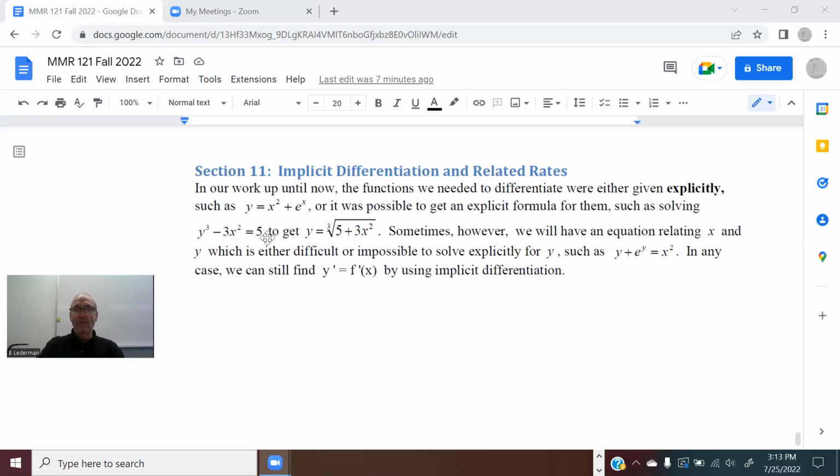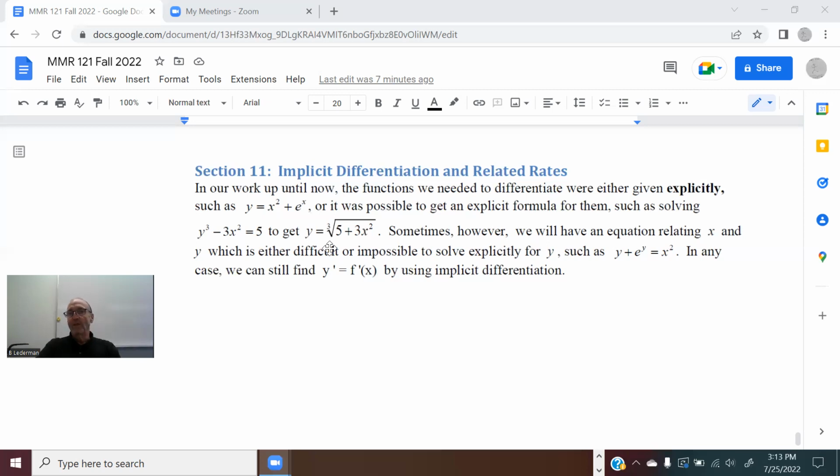And sometimes I can have something like this: y cubed minus 3x squared plus 5 equals 5. And I could bring the x squared over to the other side. I could then take the cube root to get rid of the y cubed, and I get y equals the cube root of this, which is also an explicit function. It's a pain. You have all these radicals and chain rules, but you can do it. It's not the end of the world. You could definitely do it.